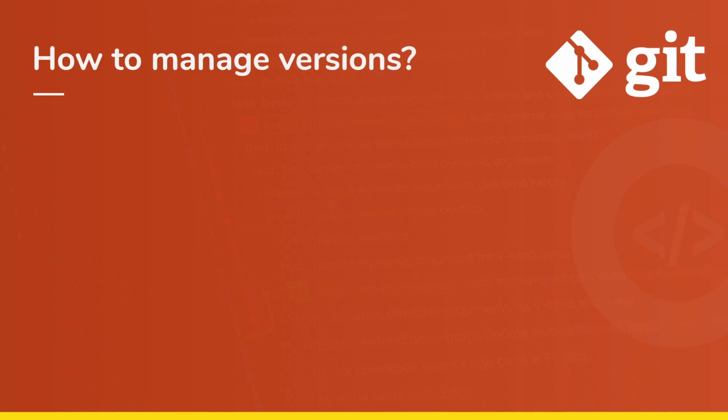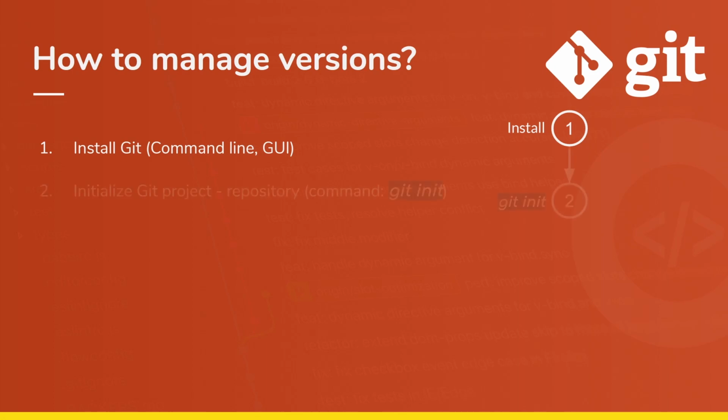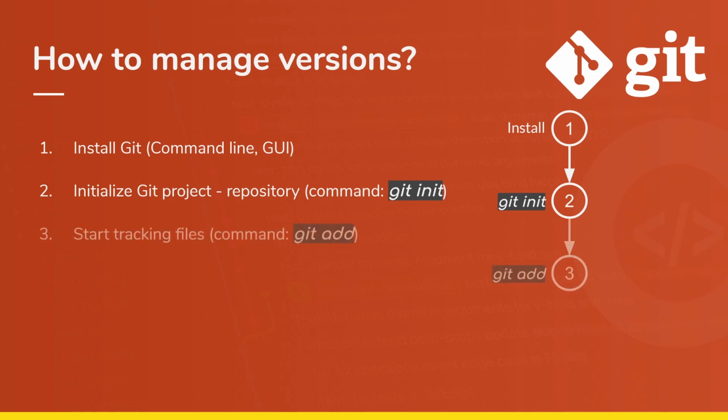Okay, that sounds cool, but how can I start managing versions of my project? First, we need to install Git, which we'll do in a couple of minutes. Git comes with command line and GUI. In this crash course, I'm going to fully focus on the command line. Then we need to initialize a Git project or Git repository by running the command git init. After this, we can already start adding files in the project, and when we call git add, Git is already tracking those files and basically understands every change which is made in them.